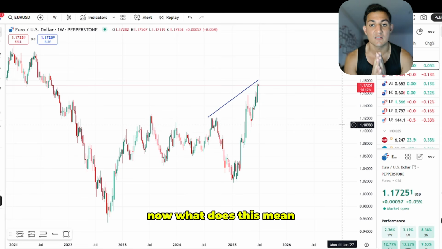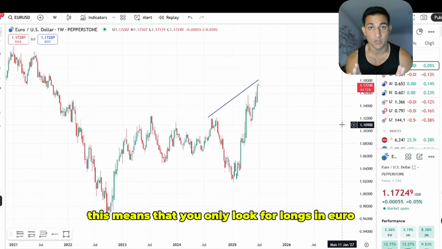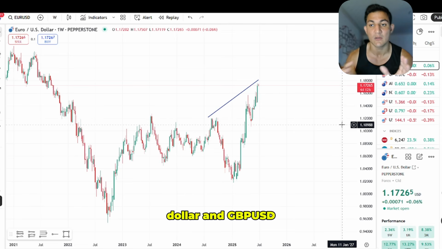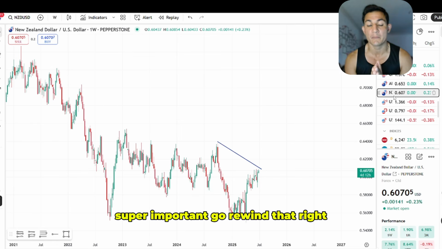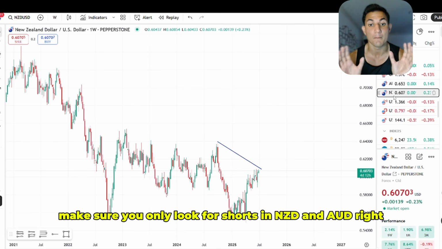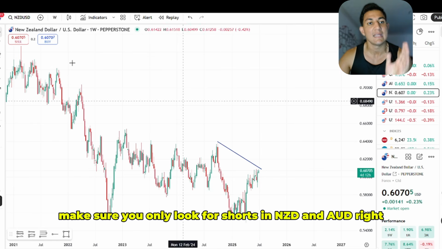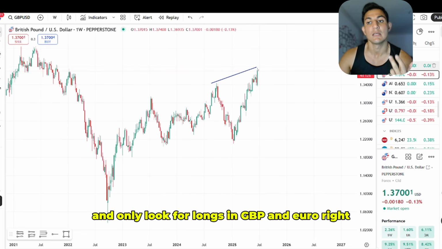Now, what does this mean? This means that you only look for longs in euro dollar and GBP USD, and you only look for shorts in AUD and NZD USD, right? Super important. Go rewind that, right? Make sure you only look for shorts in NZD and AUD, right? And only look for longs in GBP and Euro, right?